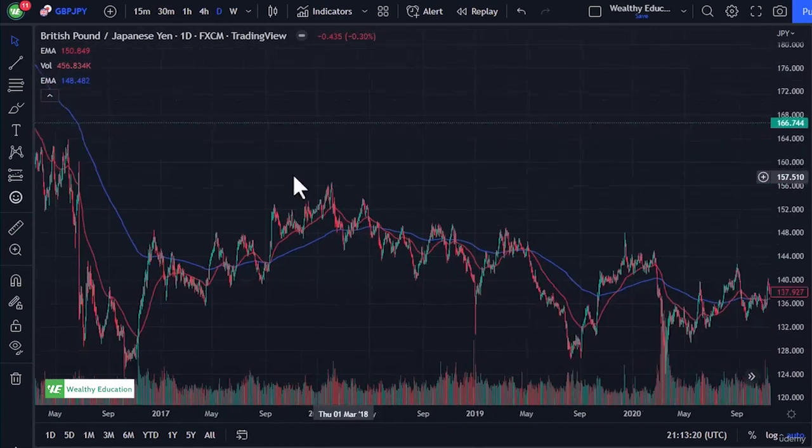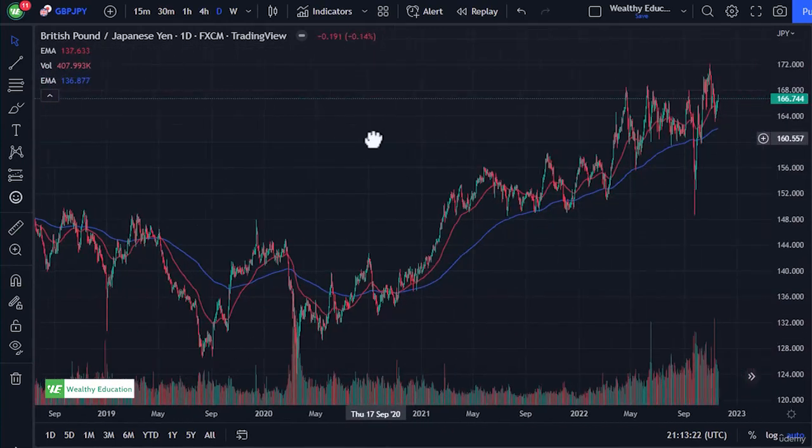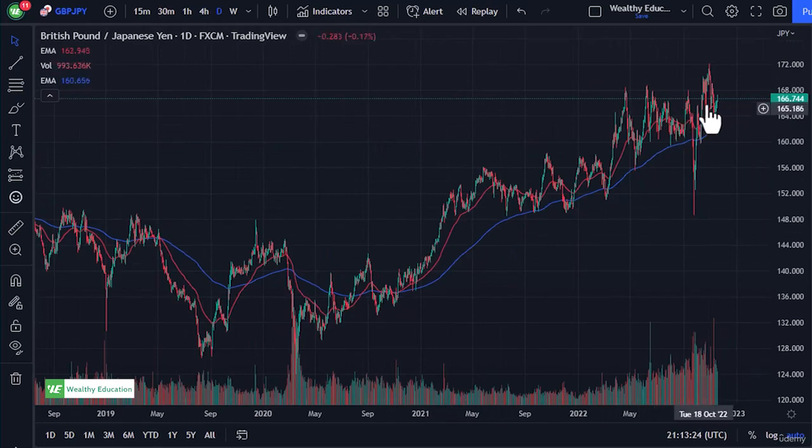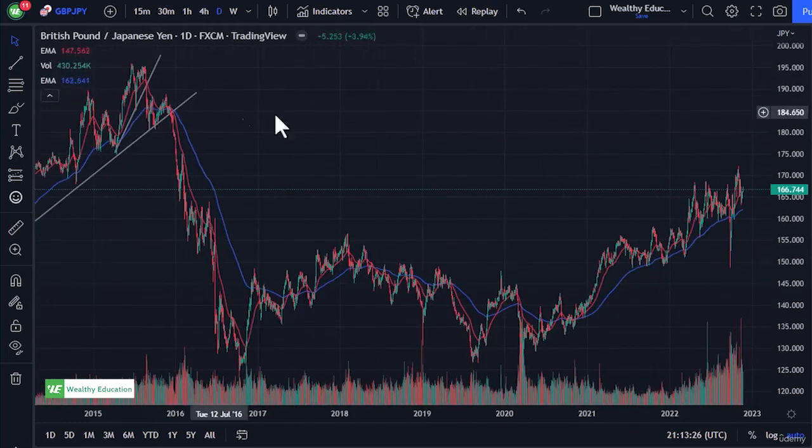And in fact, see, this is 185. Yeah, we haven't even gotten close to it. While it looks like it went back there, it's still 20 handles below. You can see how it lays out on a really stretched out chart. So this is one of those patterns.